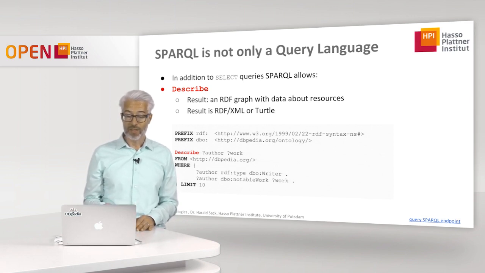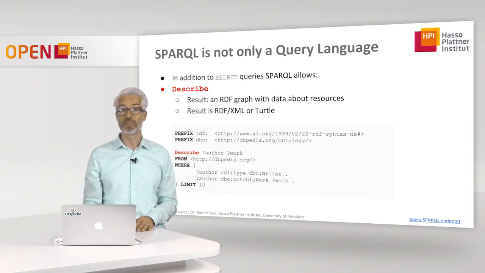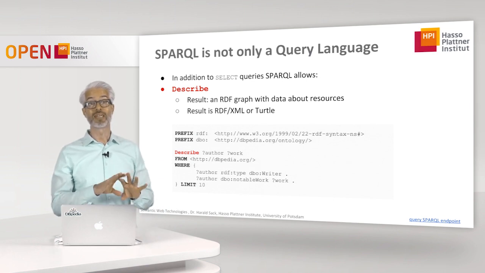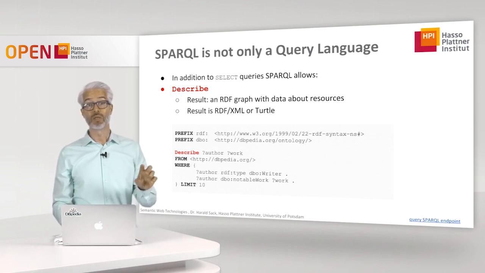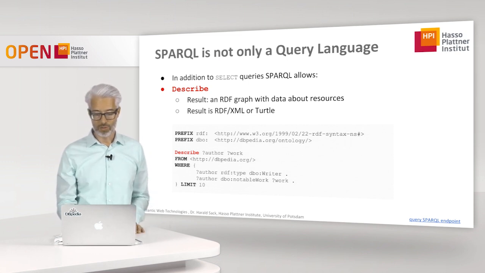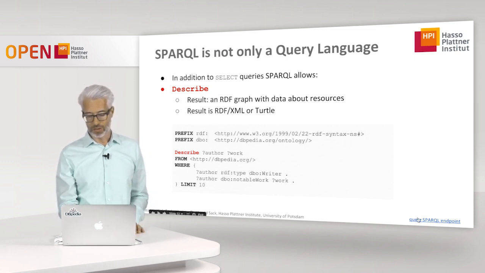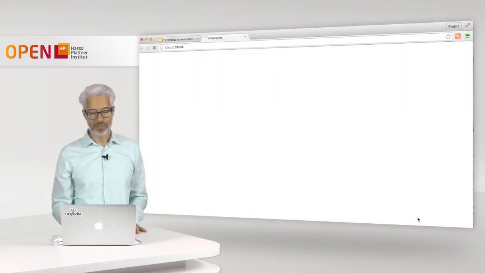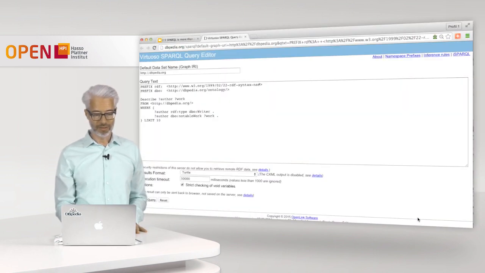And therefore, all available information of authors who have a notable work will be given back. And to limit this somehow, of course, we limit it to 10 result lines, which means we limit it to 10 authors and works. But nevertheless, the file will be quite large. So I will try to query this on the SPARQL endpoint again. So you see here, that's the describe query with limit 10.